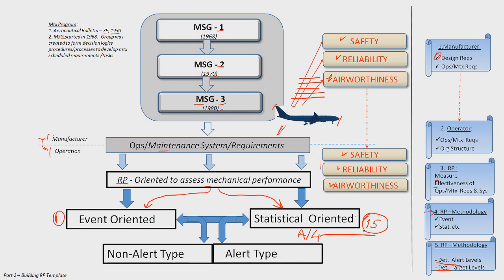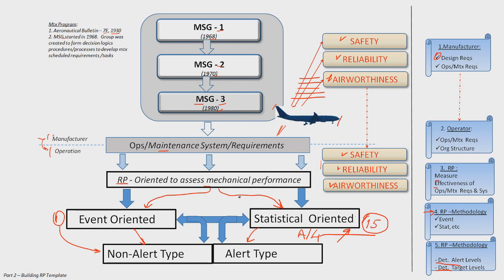We need to understand if this number, 15, we said we have 15 unscheduled removals, is too high or not too high to initiate corrective actions, to implement corrective actions for all our aircraft, for all our systems. Call it alert type reliability program, and here you can see non-alert type. I think it is clear, one event, one occurrence initiates a corrective action for all aircraft, for all systems.